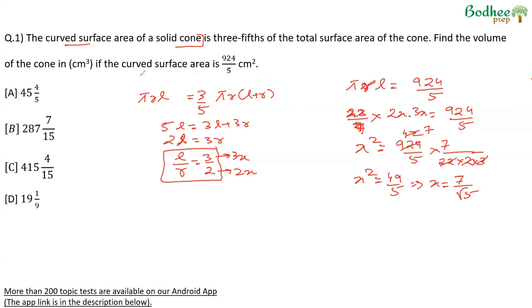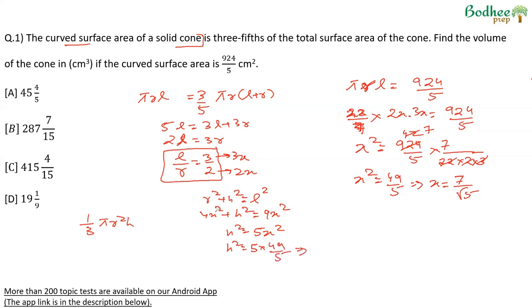We have to find out the volume. Volume is 1/3 pi r square h. R is okay, h is not there. So from here we can say r square plus h square is equal to the slant height square for a cone. So 4x square plus h square is equal to 9x square, which means h square is equal to 5x square. 5 into x square was 49 by 5, so h square is nothing but 49. So h comes out to 7.